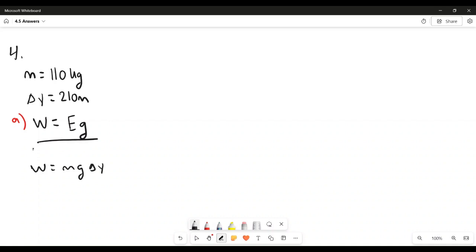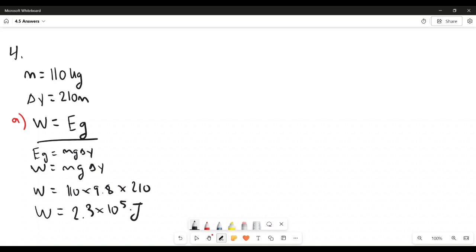We know that the gravitational potential energy is equal to this mass into gravity into delta y. So we can write work is equal to mass into gravity into delta y. And then in the end, we can simply solve. So 110 times 9.8 times 210. And so the work in the end is equal to 2.3 times 10 to the power 5 joules. And again, I'm writing in two significant digits.